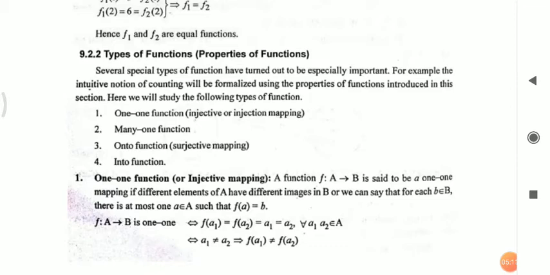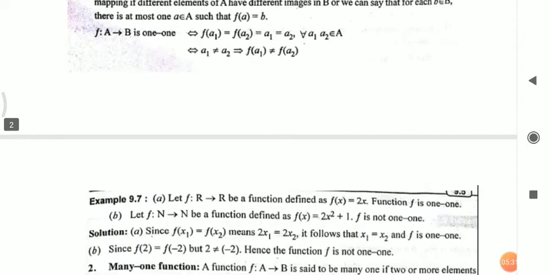Types of function. First is one-one function. One-one function is also called injective or injection. It is simply: if images are equal, then elements are also equal. Otherwise, if elements are not equal, images are not equal. This is called one-one function.